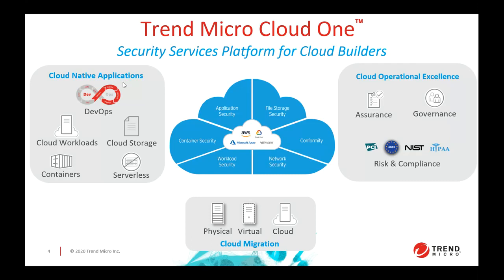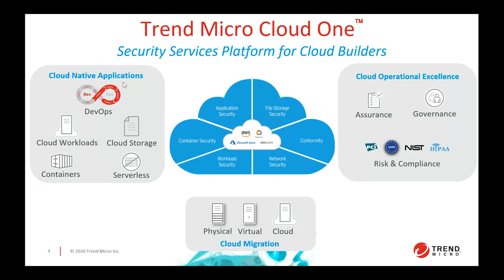And for Workload Security, you already know about Deep Security as a Service. It includes all the modules: malware prevention, web reputation, IPS, firewall, file integrity monitoring, application control, and the log inspection module. So all these 7 modules are integrated with Workload Security.